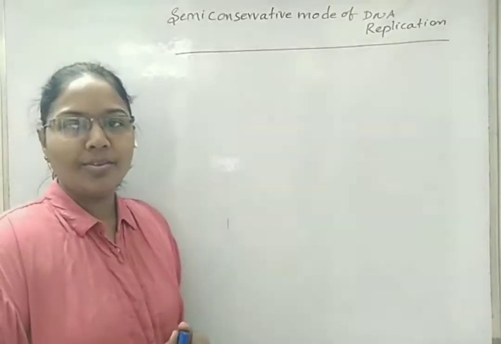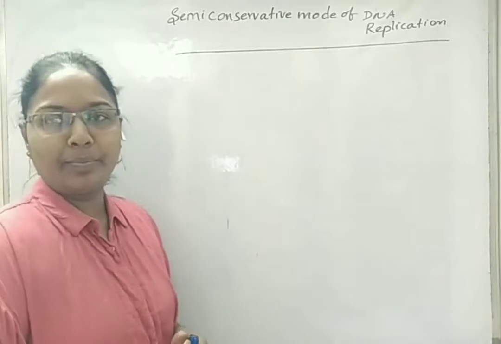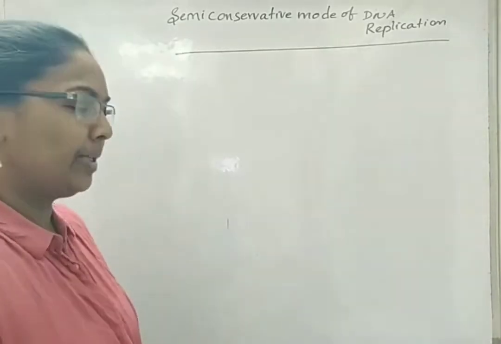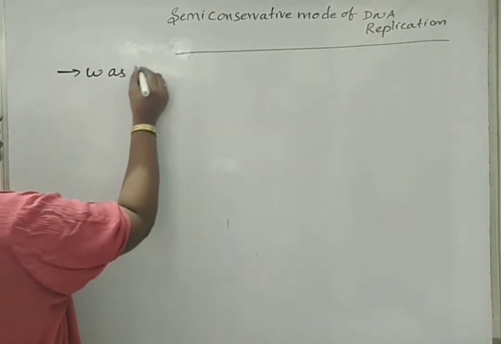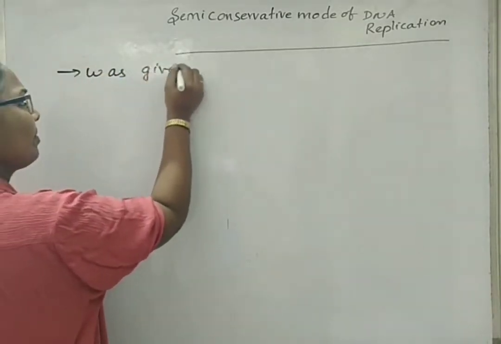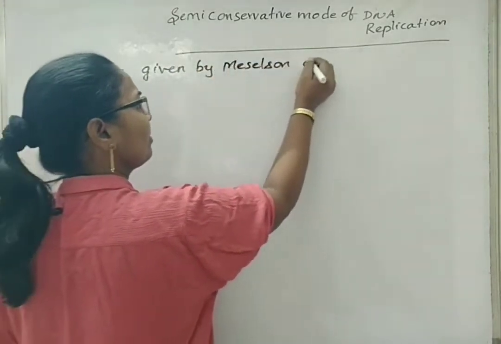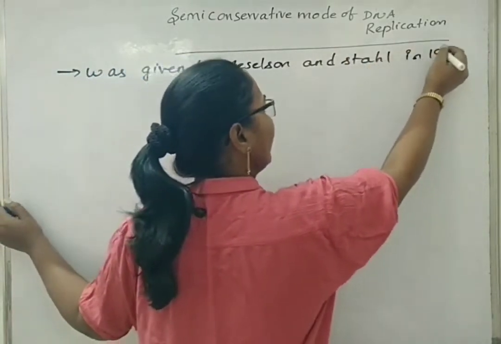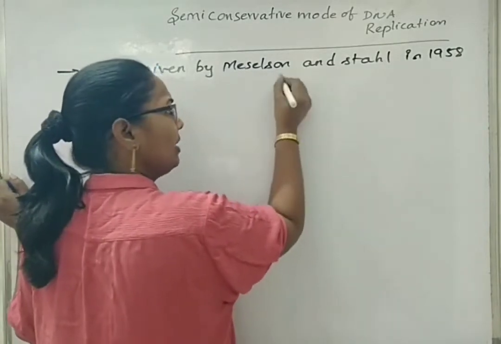Hello students, now we will start with a new topic, that is the semi-conservative mode of DNA replication. This method was given by Meselson and Stahl in 1958, while they were working on E. coli.